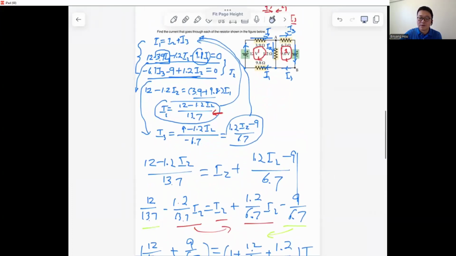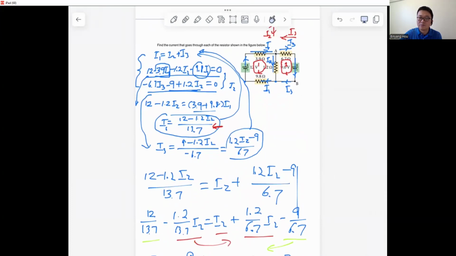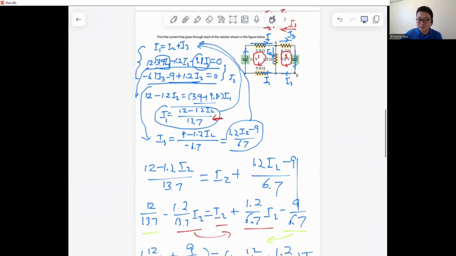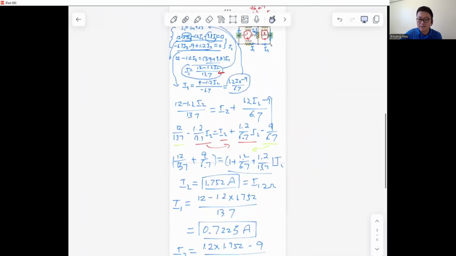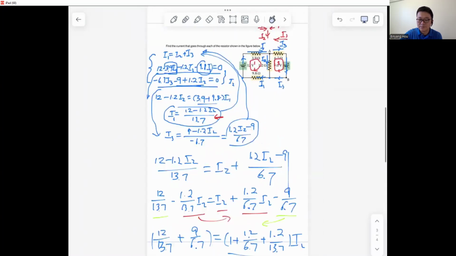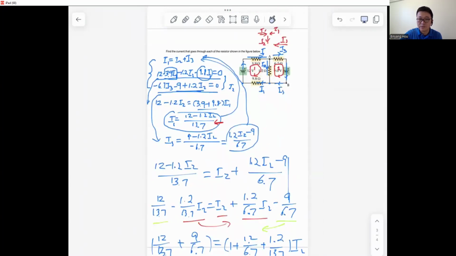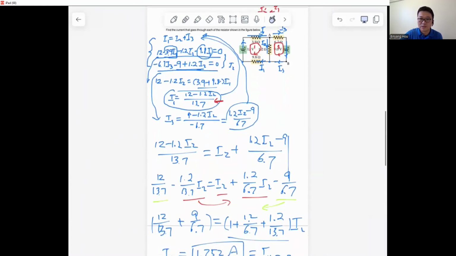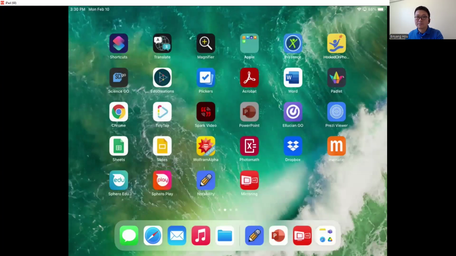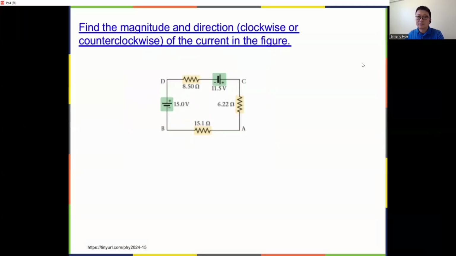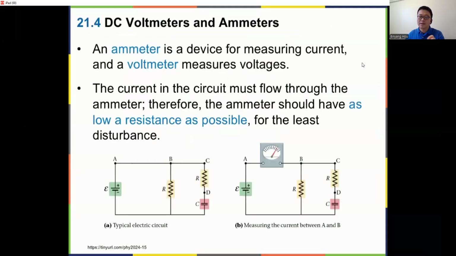So apply the loop rule and junction rule to get as many equations as the unknowns you are solving for, and then solve for the unknowns. Just follow the procedure similar to this one, and you'll find it. Maybe you have to do this in two pages. Okay, so we'll go back to the slide. We have done that.